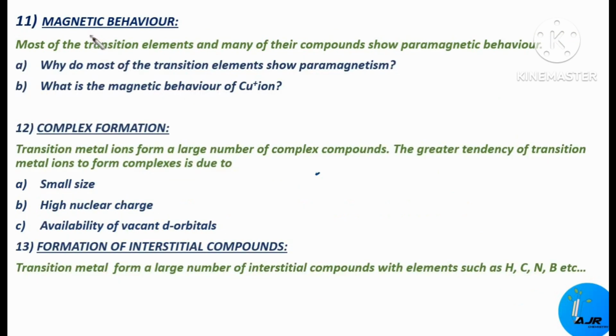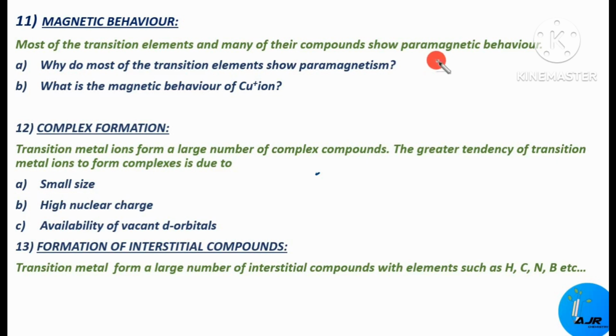Can you understand? Next important property is the magnetic behavior. Most of the transition elements and many of their compounds show paramagnetic behavior. What do you mean by paramagnetic or diamagnetic? Paramagnetic substances are those substances which are attracted by the magnetic field, and the phenomenon is called paramagnetism. A substance shows paramagnetic behavior only when it contains one or more unpaired electrons. That's very important. Ferromagnetism is a special case of paramagnetism in which a substance acquires permanent magnetic moment.